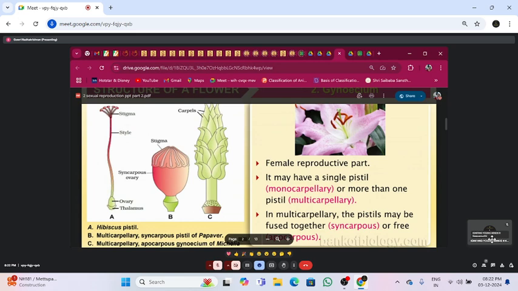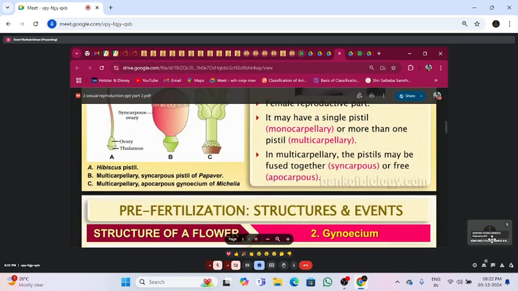When you say multicarpellary, there may be more than one pistil. You can see hibiscus has only one pistil. You might have seen the hibiscus flower. But there may be flowers which have more than one pistil, and it can be syncarpous or apocarpous. Syncarpous means all the pistils are attached, fused together. Apocarpous means they are all free, I mean, they are individual.